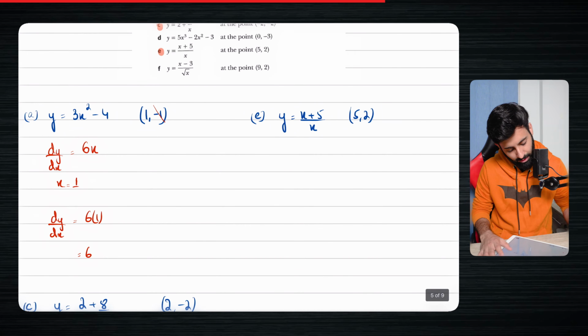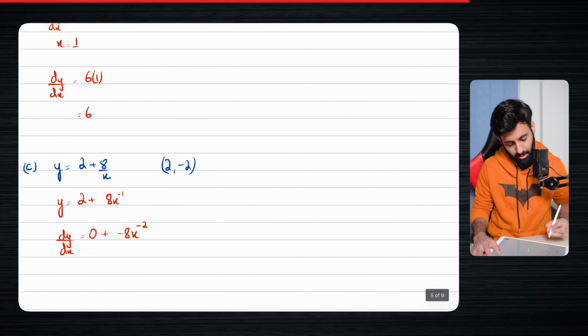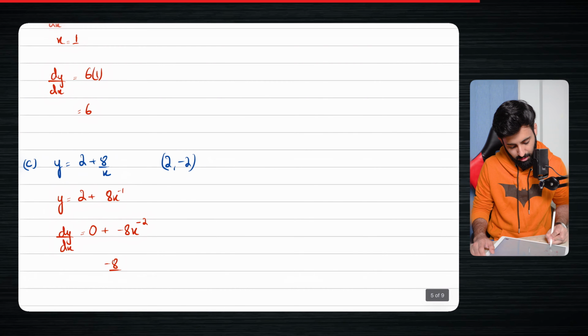Okay. Then comes part C, where before we can differentiate, you know what we have to do? We have to make it differentiation ready. Okay, now when we differentiate this, 2 is a constant, so that becomes 0. And this becomes 8 into minus 1, which is minus 8, x to the power minus 2. Let's write this nicely. So this becomes minus 8 upon x squared. This is what dy by dx is equal to.